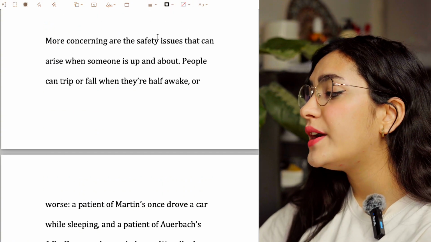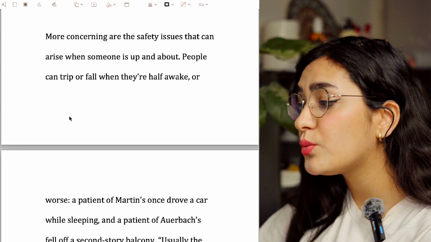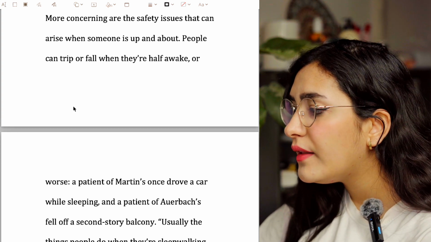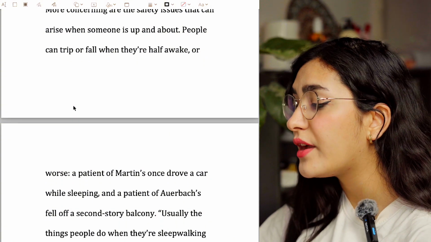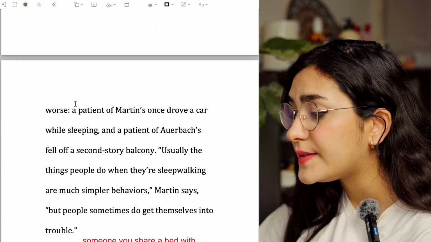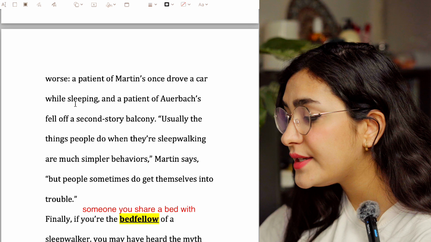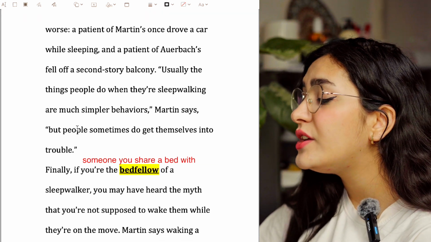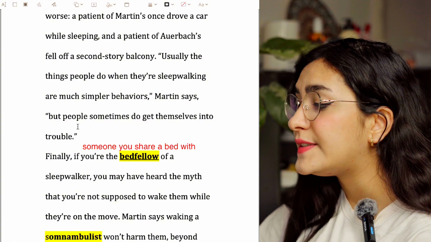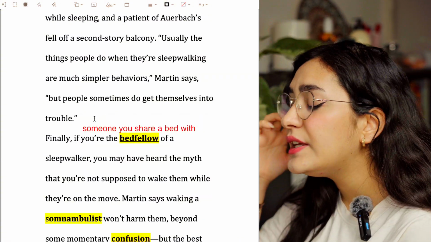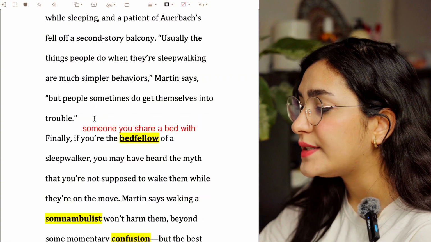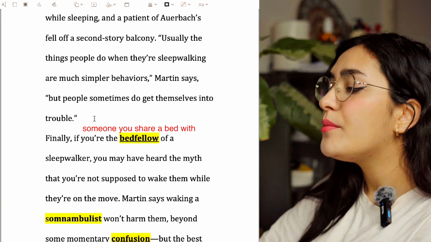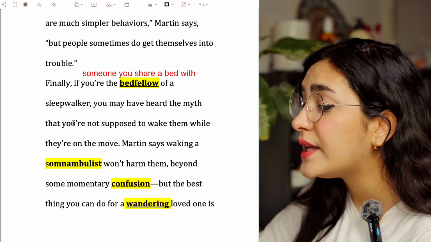More concerning are the safety issues that can arise when someone is up and about. People can trip or fall when they're half awake. Or worse, a patient of Martin's once drove a car while sleeping, and a patient of Arbesh's fell off a second-story balcony. Usually the things people do when they're sleepwalking are much simpler behaviors, Martin says, but people sometimes do get themselves into trouble.